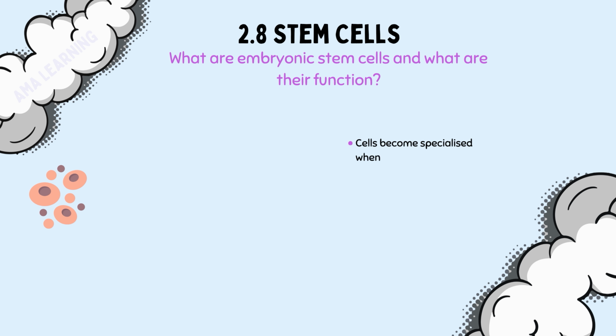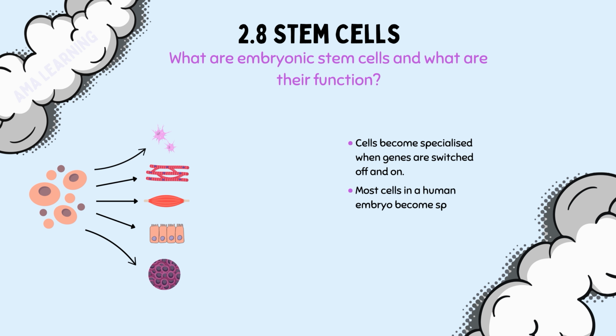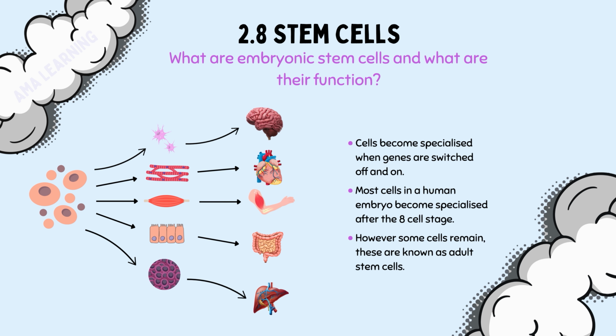Cells become specialized when genes are switched off and on. Most cells in a human embryo become specialized after the 8-cell stage. However, some cells remain and do not differentiate or specialize. These are known as adult stem cells.